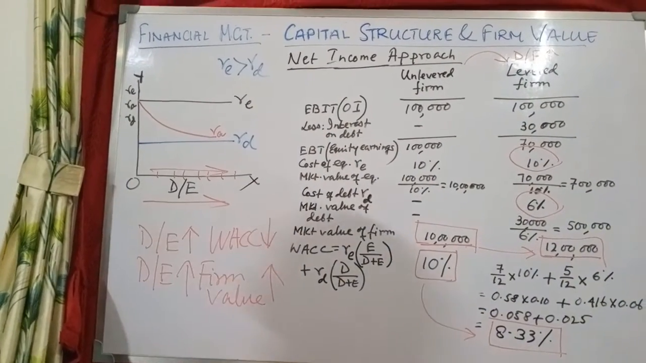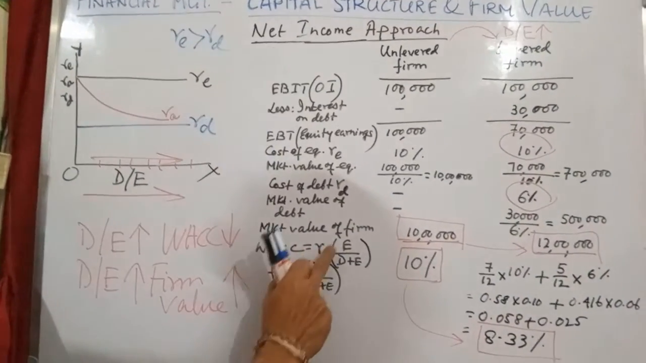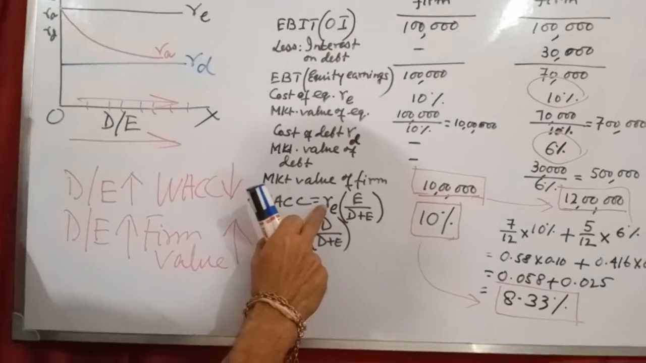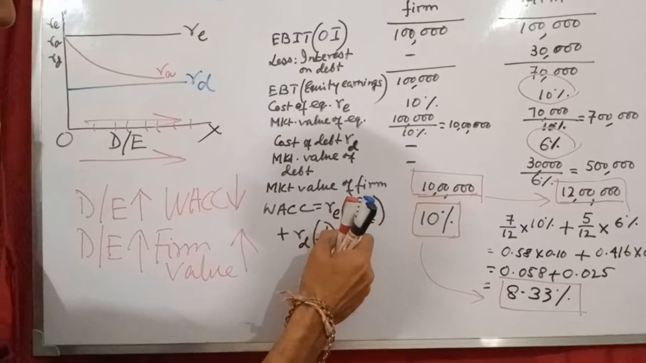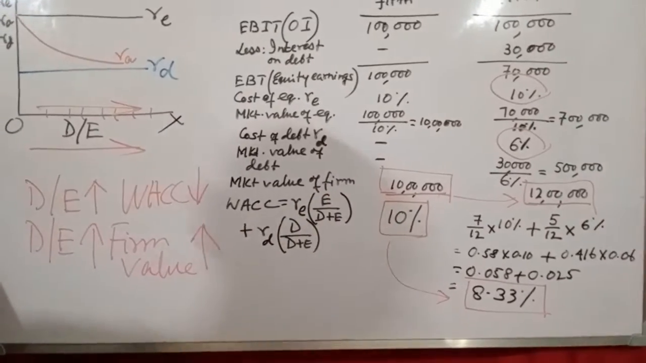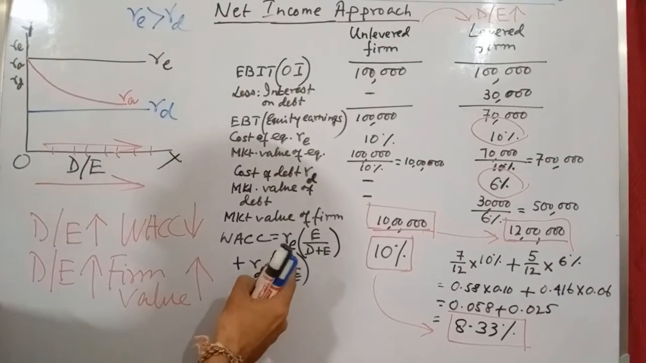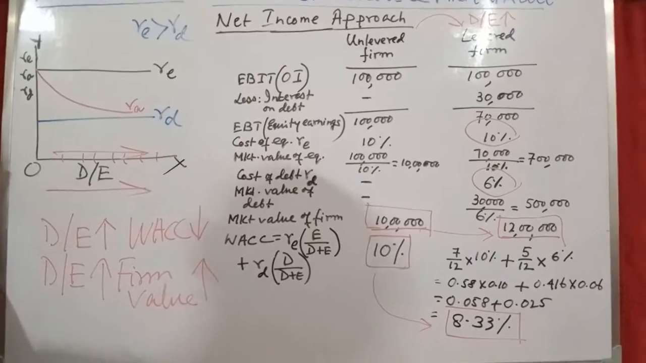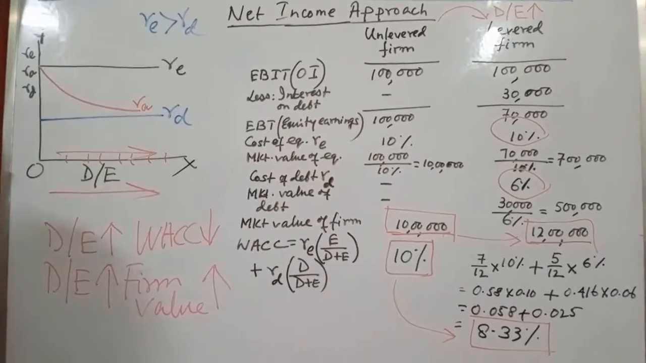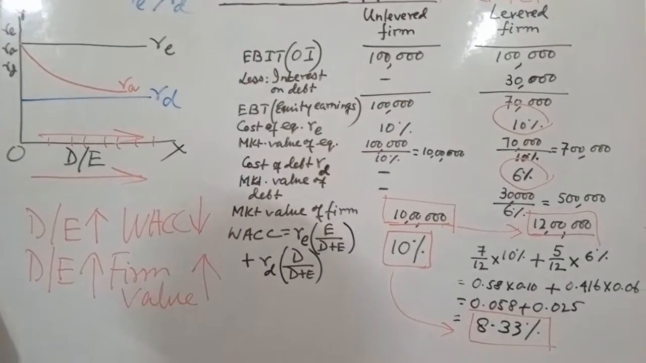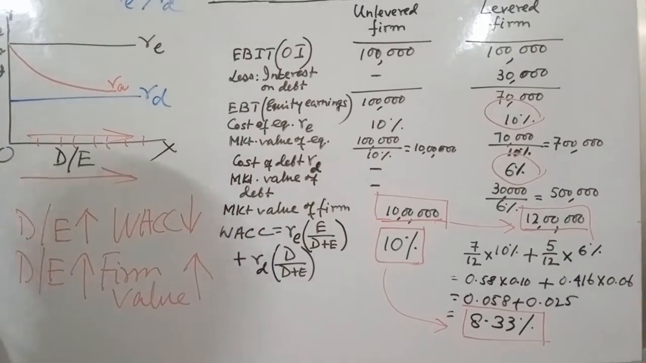Now we compute weighted average cost of capital, WACC, with this formula: RE into E by D plus E, that is cost of equity multiplied by total equity divided by total capital, D plus E being total capital, plus RD, that is cost of debt, multiplied by amount of debt by total capital. The unlevered firm has no debt, so its weighted average cost of capital is exactly equal to its cost of equity, that is 10%.